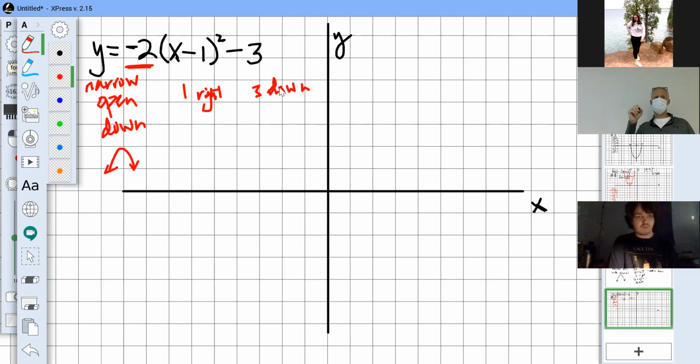Zero, zero, okay? So the bottom of the parent function, the bottom of your standard x squared parabola, is at 0, 0. So now we're going to go 1 to the right and 3 down. That's our vertex, 1, -3. I use y. They're going to use h of x, g of x, f of x, q of x, all kinds of x's. Okay, just function notation.